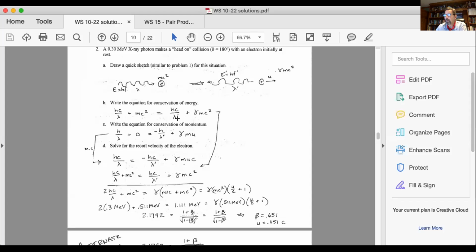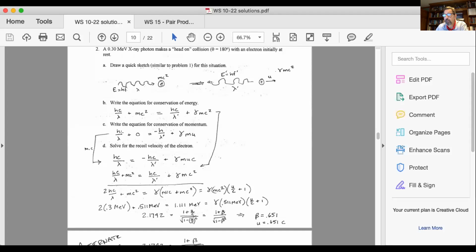But we don't know anything about what the wavelength is after the collision, right? I mean, I could go to that King's University simulation and figure it out. They'll do the math for us. But at this point in the problem, we don't know what the final wavelength is, and we also don't know what the final energy of the electron is after this collision. And so I just left those as unknowns.